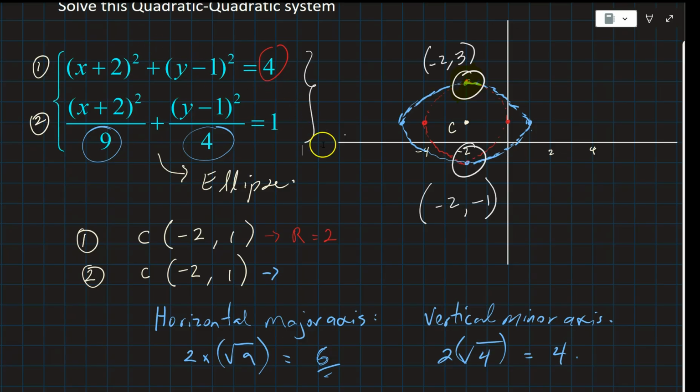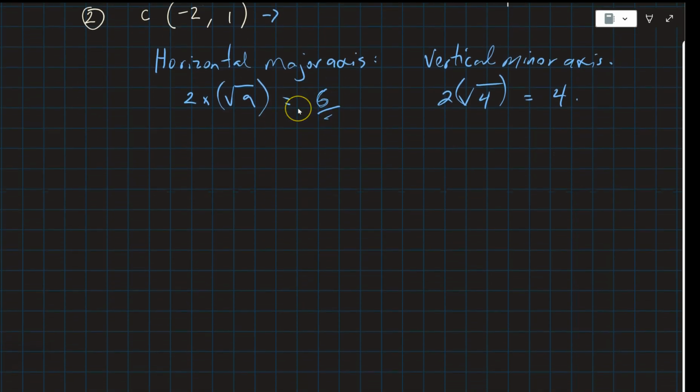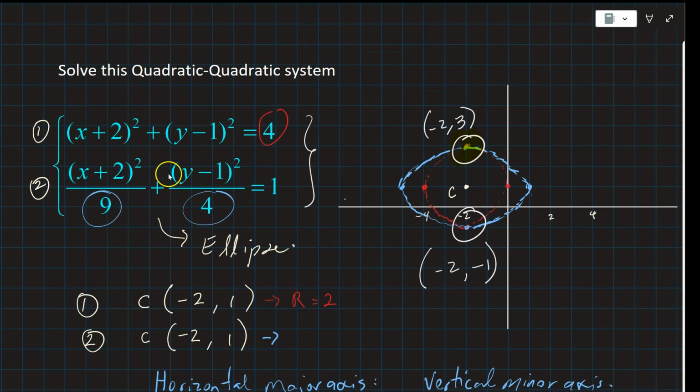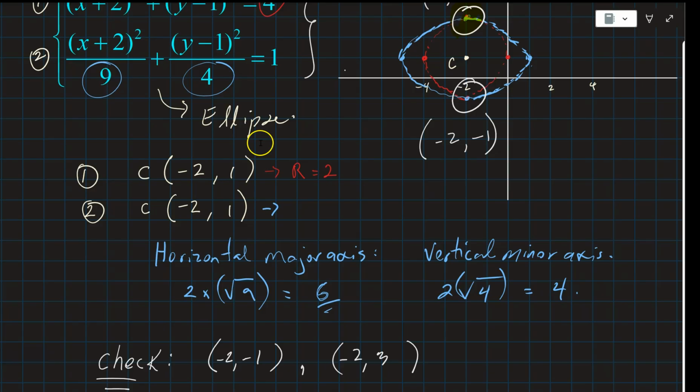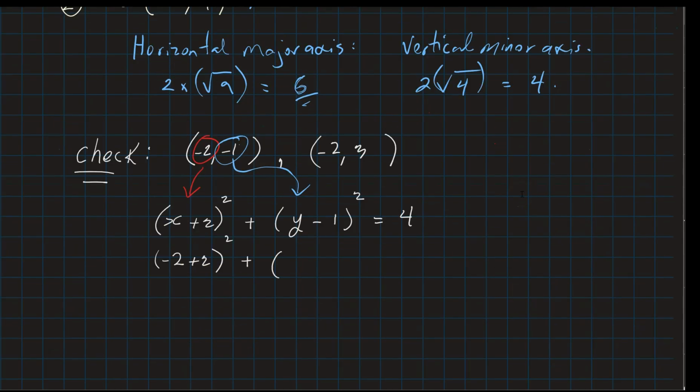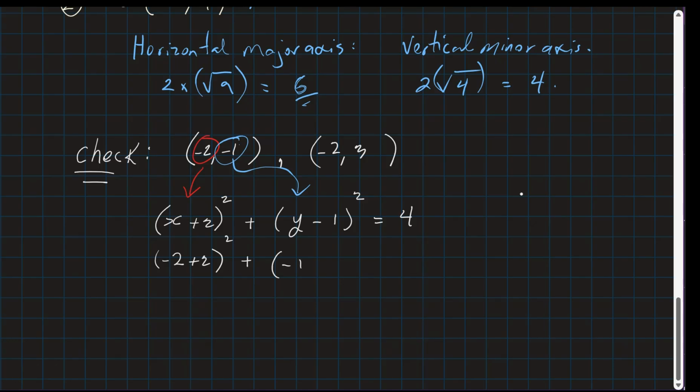Now, how do you check these? Well, if we have these coordinates, you need to plug them back into each of these equations and make sure that it is true. So you plug in the first point, -2, -1, in here for the first equation or the second equation, it doesn't matter, but the left-hand side must equal the right-hand side. So now that you plug in -2, -1, you can see that it is equal to 4.